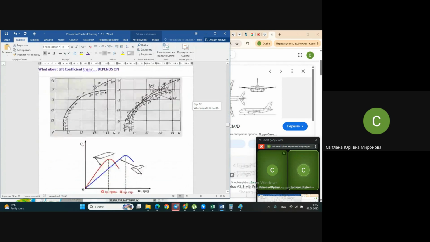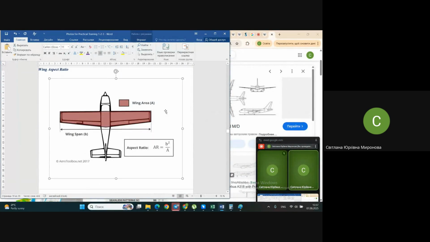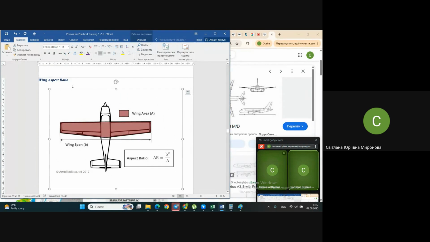Let's come back to the story about that one. So even if you have no value of the chord, you see, you may find it. Knowing wingspan and knowing the wing area, we may calculate something. Look, wingspan, wing area, and we need wing aspect ratio, of course. Either you found it somewhere or you may approximately estimate it on your own, once again.